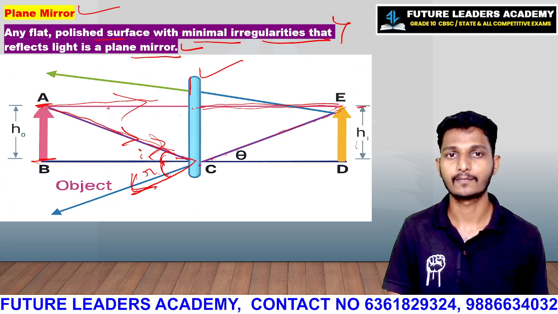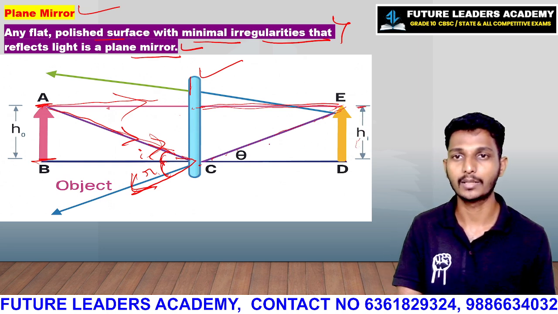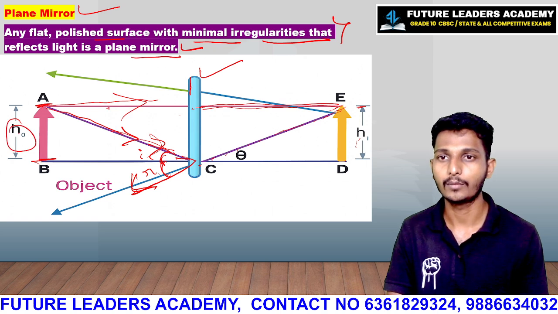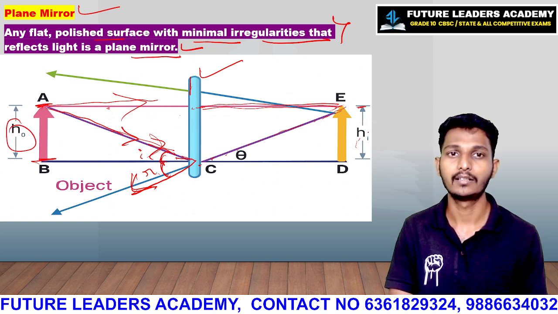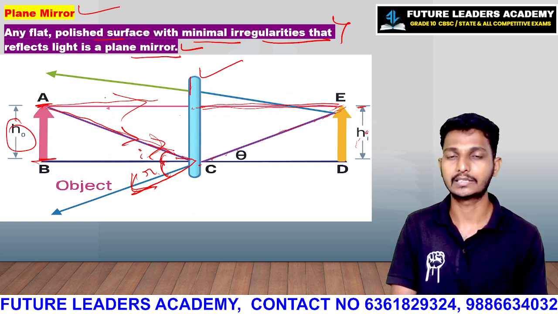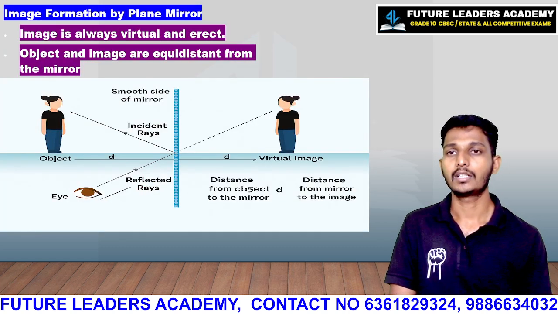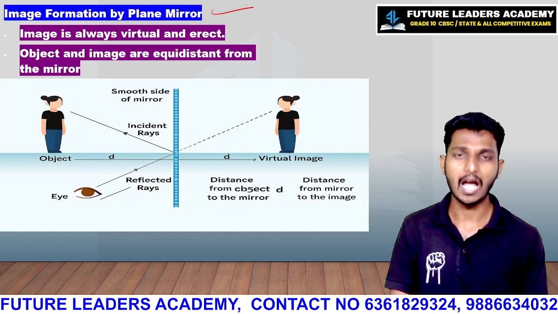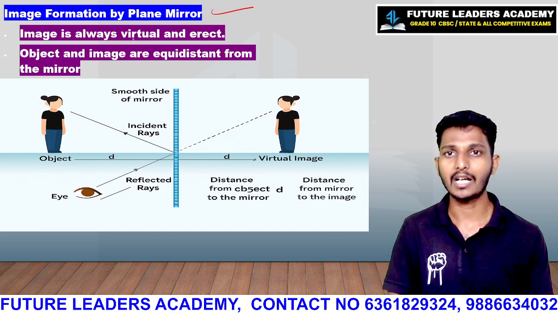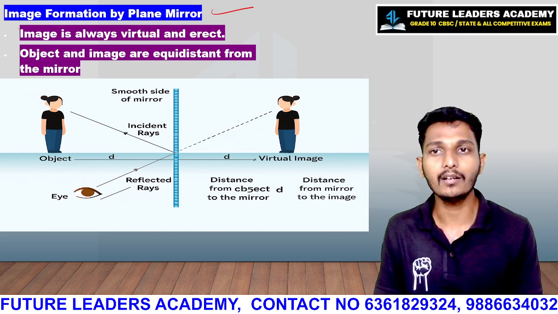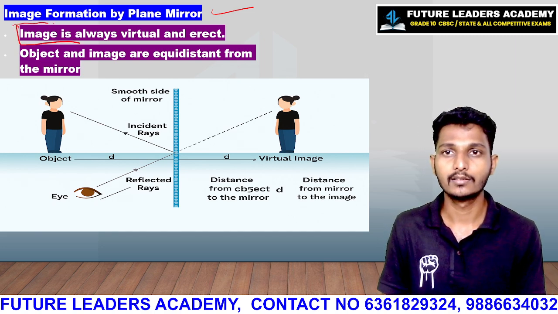Height of the image is mentioned here. Height of the image, height of the object. HO, HI: image height, object height. Understand? Yes? Yeah. Next one. Image formation by the plane mirror. How will the image form? The image is always virtual and erect. Please remember the nature of the image. That is what?